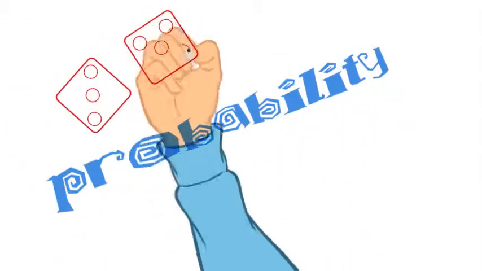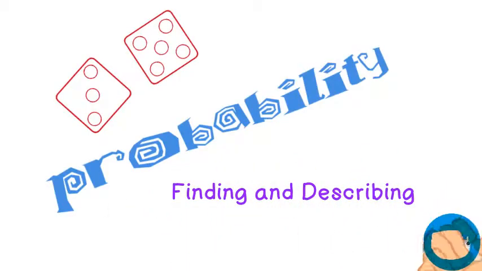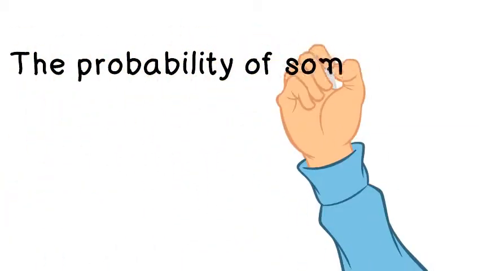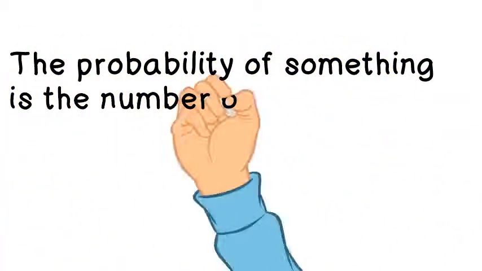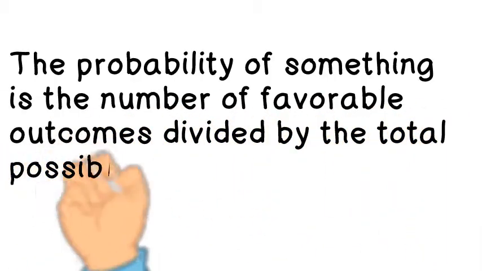In this video, we're going to talk about finding and describing probability. The probability of something is the number of favorable outcomes divided by the number of total outcomes possible.